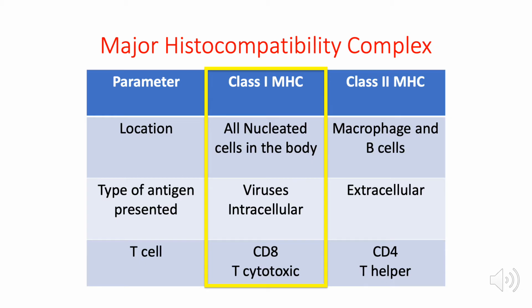So for you to easily remember, extracellular antigens should be presented using class 2, and the T cell that is supposed to respond is CD4. 2 times 4 is 8. For intracellular antigens, the MHC of choice is class 1, and the T cell that will react is CD8. 1 times 8 is 8. So it should always be a product of eight.